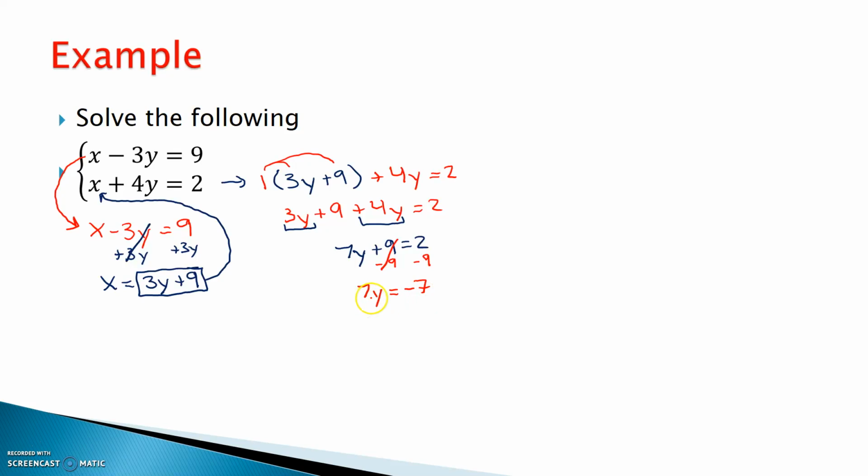Now, how do I get rid of the 7 in front? Well, multiplying, the opposite of multiplying by a 7 is to divide by a 7. So I get y is equal to, these of course canceled out here to give me 1y. Negative 7 divided by 7 is going to give us a negative 1.